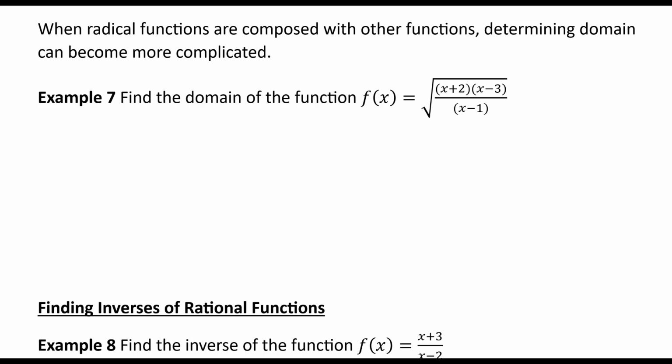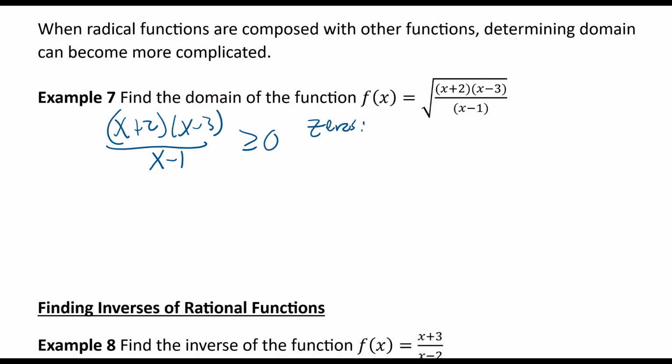First of all, the whole thing, x plus 2 times x minus 3, divided by x minus 1, has to be greater than or equal to 0. So if we look at our zeros here, we would have from the numerator negative 2 and positive 3, and from the denominator positive 1. I'll just do a little table to determine where we're going to be in a positive range. Not worry about graphing it.